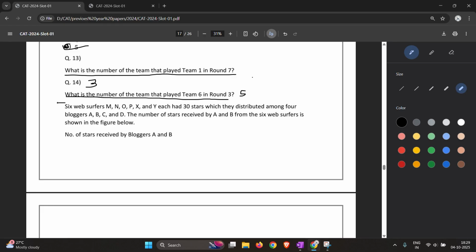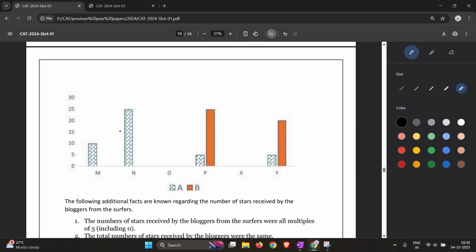The next question is: 6 web surfers M, N, O, P, X and Y each have 30 stars which they distributed among 4 bloggers A, B, C and D. The number of stars received by A and B from the 6 web surfers is shown in the figure below. So this is a figure that demonstrates how many stars were received by A and B from all of these web surfers. So let's do one thing. Let's also add the positions for C and D as well, so that it's easier just to keep track.